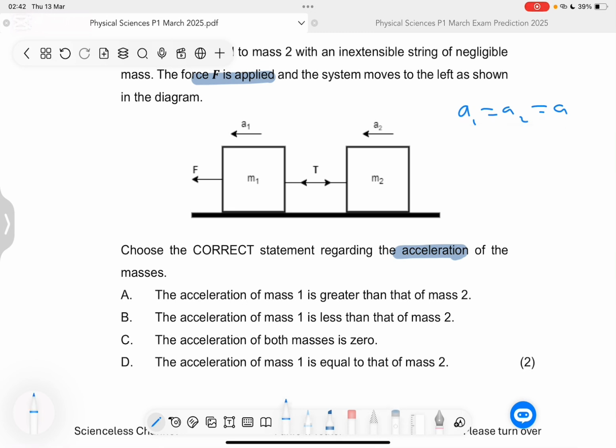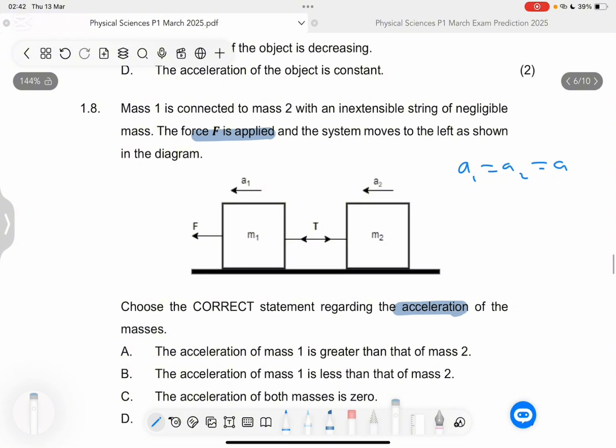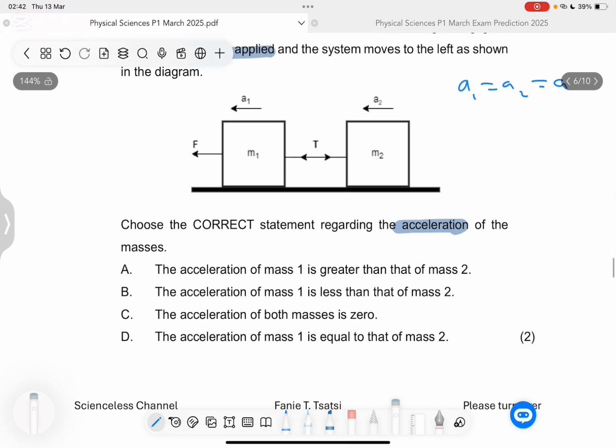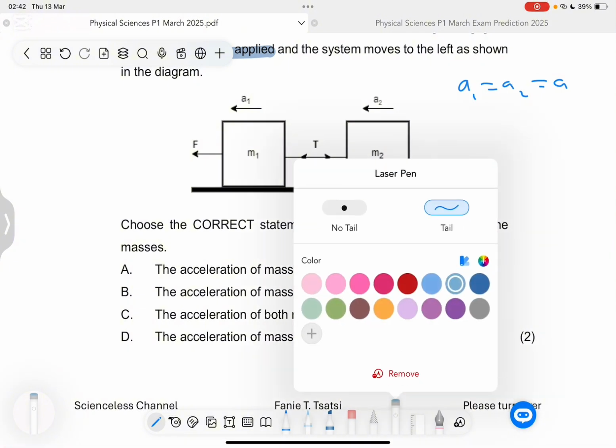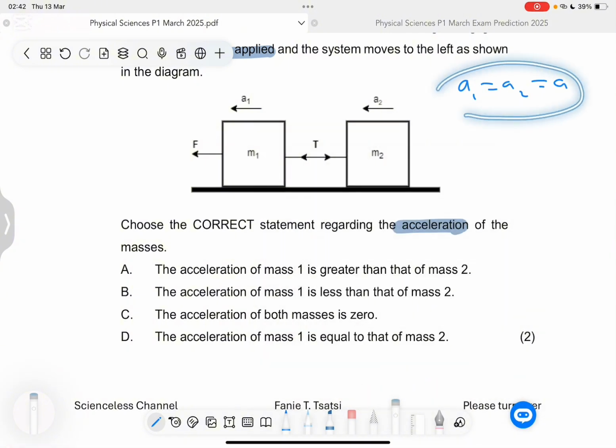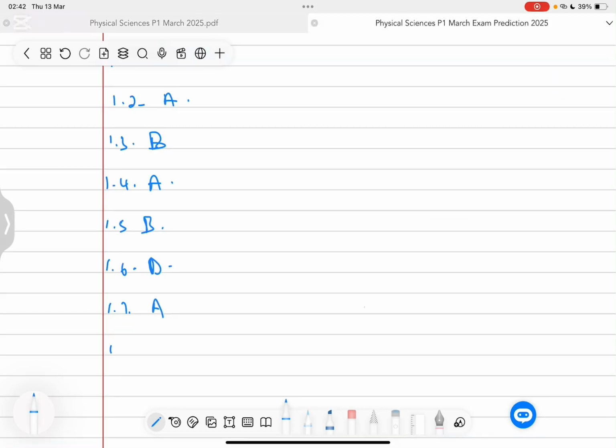They say here the acceleration of mass 1 is greater. No, it is not greater. The acceleration of mass 1 is less. No, it is not less. The acceleration of both, no, the acceleration is not 0. I mean, these things are not stationary and they're not moving at a constant velocity, so they don't have a 0 acceleration. This seems to be the correct answer, because all of these are wrong. They say here the acceleration of mass 1 is equal to the acceleration of mass 2. That's exactly what we said here. So our answer here will be D. 1.8, the answer will be D.